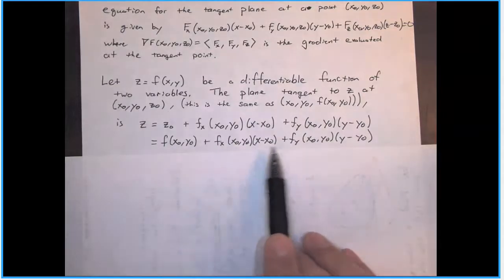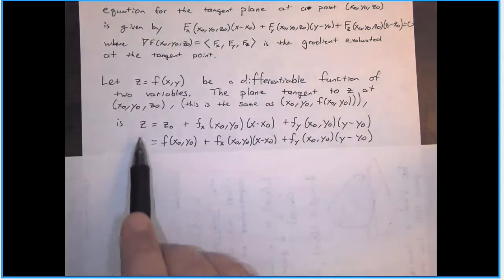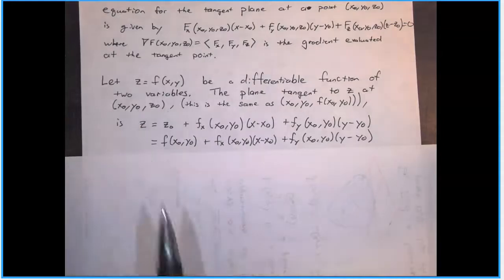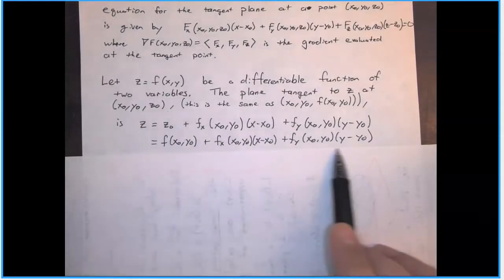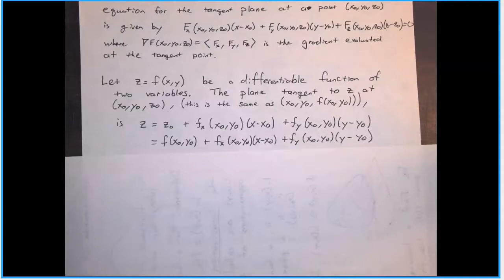Here we have two partial derivatives, and our function value for the tangent plane is given as this z. So we plug in an x, we plug in a y, it gives us a z. Those three numbers together give us a point on the tangent plane.